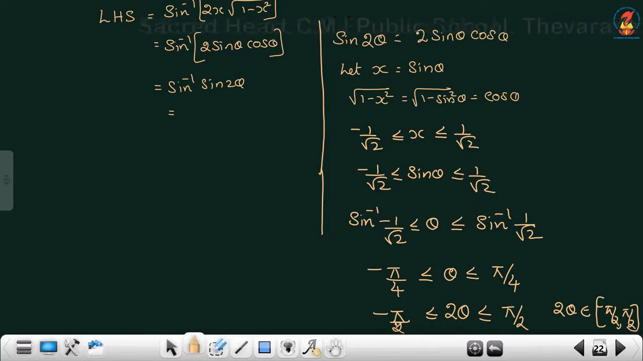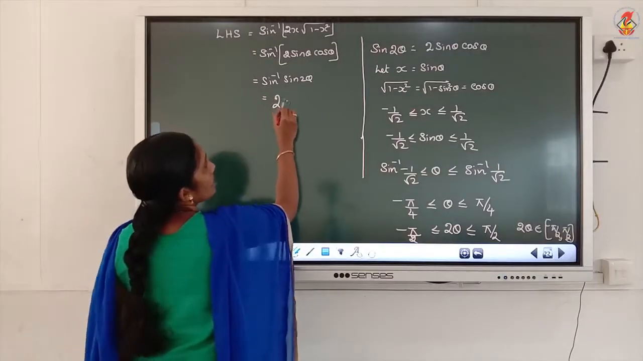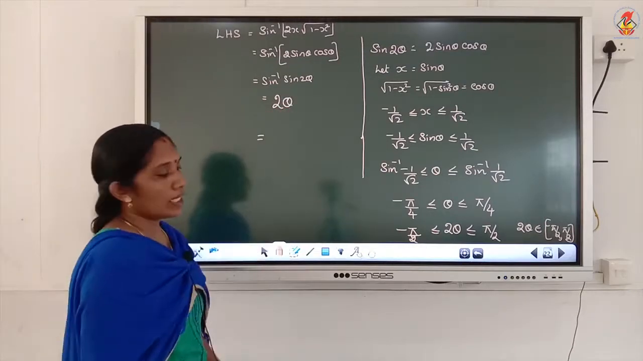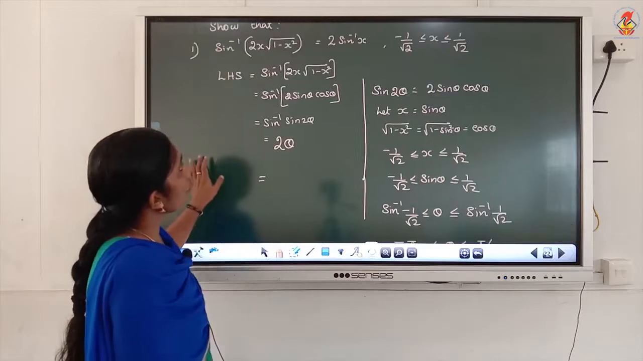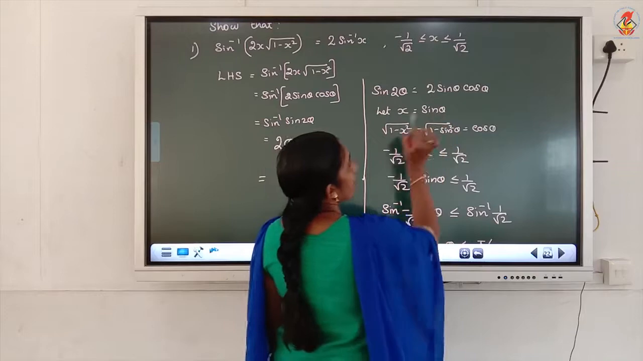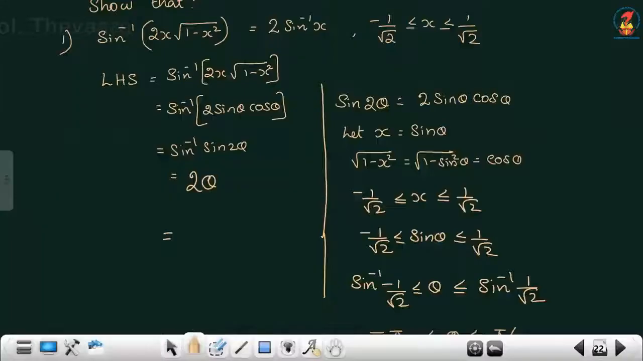2 theta belongs to that closed interval. So sine inverse of sine 2 theta we can write as 2 theta. Now we have to replace theta. Since the question is in terms of x, x is sine theta. So what is theta? If x is sine theta, then theta is equal to sine inverse x. So here it is 2 sine inverse x, that is equal to RHS.